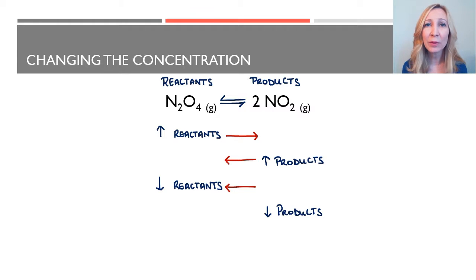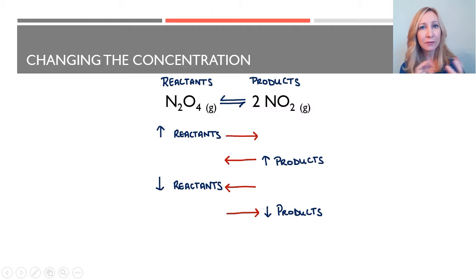Well, if a whole bunch of people in the pool decide to go home, the people sitting out that are sunbathing might think, well, there's a lot of extra space in the pool. I'm going to go in the pool and swim. So this causes a shift to the product side. If you remove product from a reaction at equilibrium, more product will then be made to compensate for this.